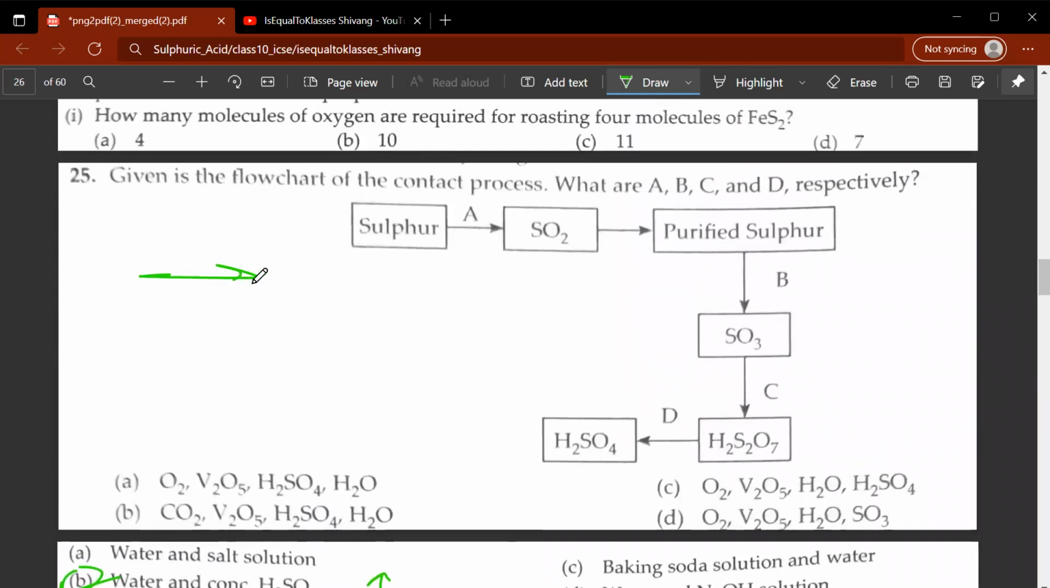25th question, it is a flowchart based question. There's a flowchart given to us of the contact process. What are A, B, C, and D? Sulfur turns to SO2, turns to purified SO2, turns to SO3, turns to oleum, and then turns to H2SO4. So what are A, B, C, and D respectively? They are asking for different agents in the respective reaction. So the correct answer for this would be A.